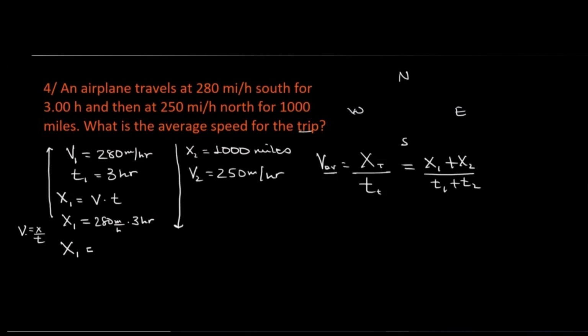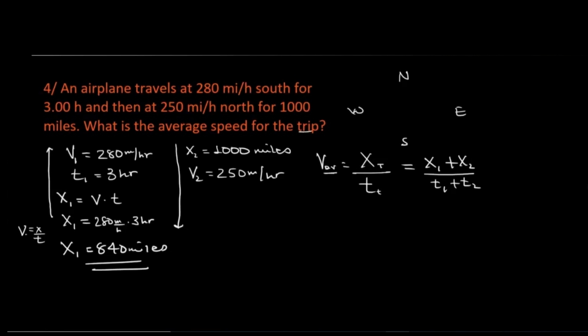So this X1 is equal to, if you multiply this, you can use your calculator, or you can just take 2 minutes to calculate this. This will give you automatically 840 miles. This is when the plane was heading towards north. It covers this amount of distance.